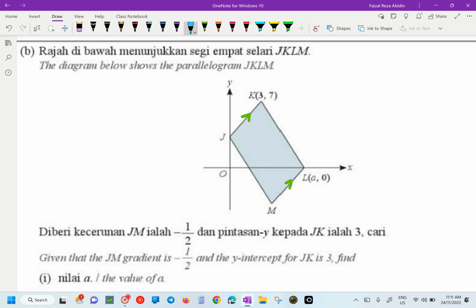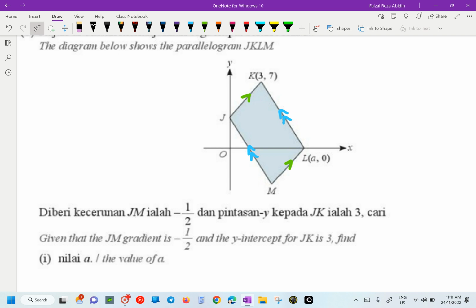And how about our JM? You are going to get the same with our KL, isn't it? Parallelogram. Okay. Given that the JM, where's JM? Okay, over there. The JM gradient is -1/2. So the question gives us already the gradient for JM. I'm going to write down over here m for JM, the gradient for JM, -1/2.